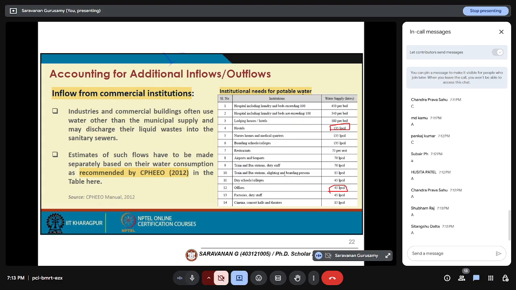Other than offices, you can see train and bus stations, alighting and boarding persons 15 LPCD. But normal public area 70 LPCD. Cinema theaters and all 15 LPCD only.